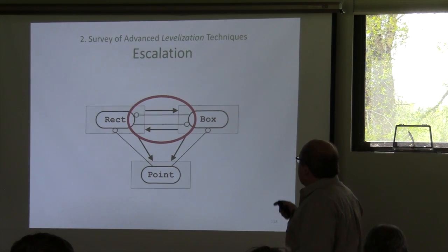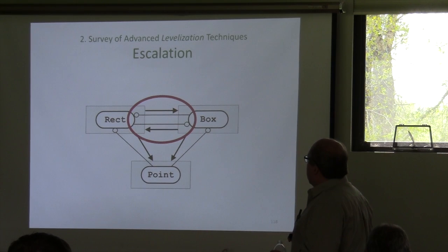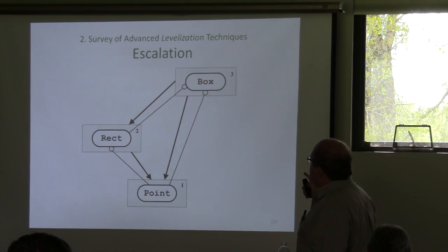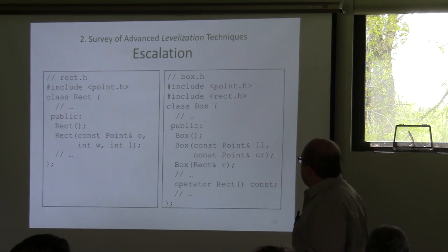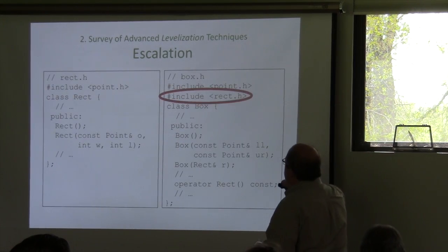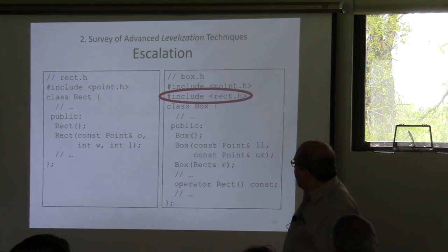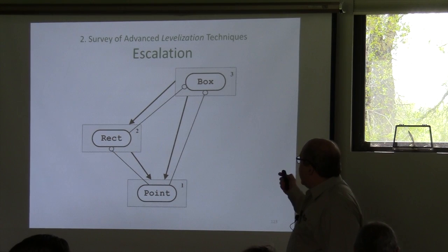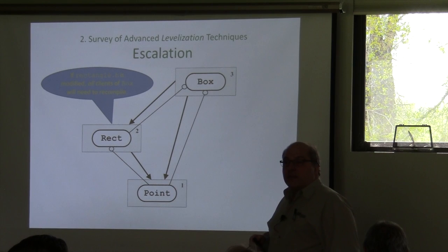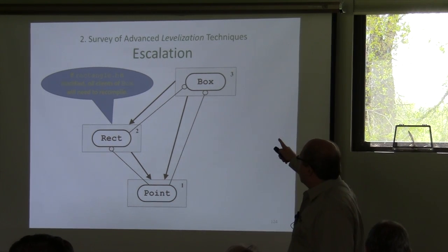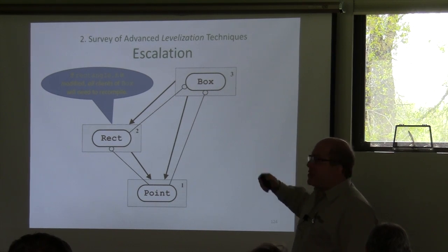So you see that cycle? We need to get rid of it. So what can we do? Well, one thing we can do is we can say that boxes know about rectangles, but not vice versa. And how do we do that? We put all the good stuff in box and include rectangle. If we do this, we have this thing here, and anytime rectangle changes, people who use all kinds of box will need to recompile. So that's unfortunate.